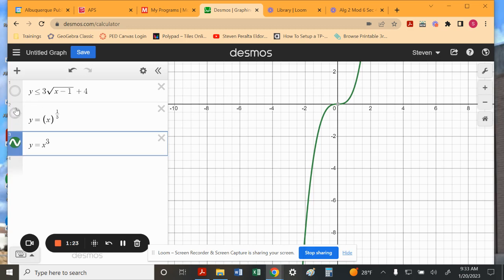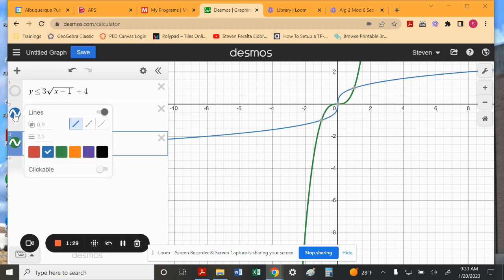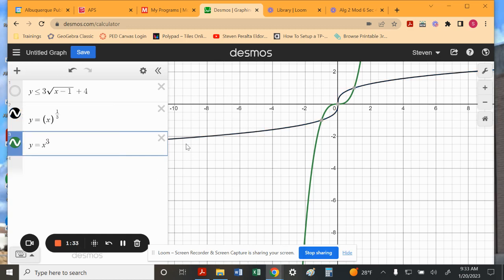So this function, you notice, is kind of a little bit different. I'm going to change that just a little bit. I'll show you how to do that. We're going to change it over to black. But you'll see the function here. This is the inverse, or the cube root function. I'm going to get rid of that one. And so now we can see that.